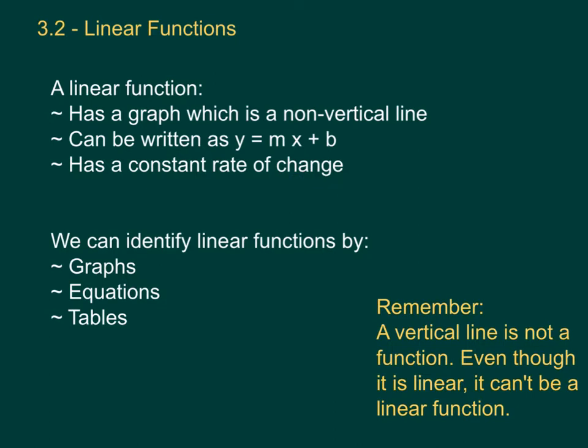Now, one key thing to remember here is a linear function, we're told, is a non-vertical line. Even though a vertical line is linear, it can't be a linear function because it wouldn't be a function. It would fail the vertical line test. It would have one input with many, many outputs, and that violates our rule of it being a function. So when we say that it has to be a non-vertical line, that's the reason we put that distinction in there. All right, let's take a look at some graphs.